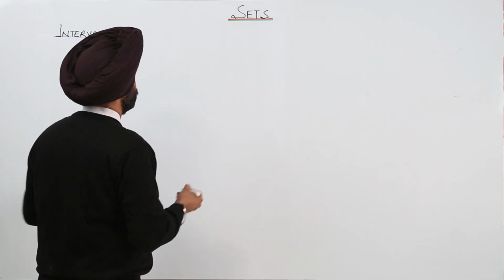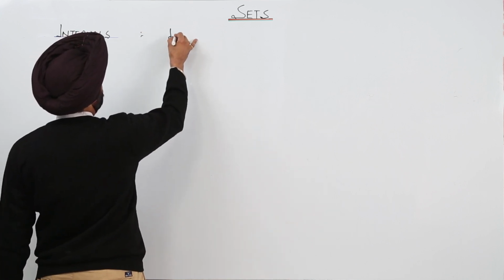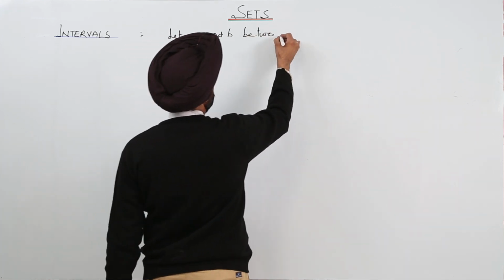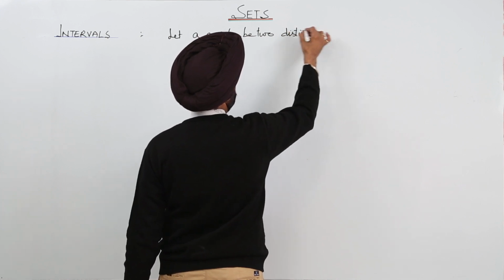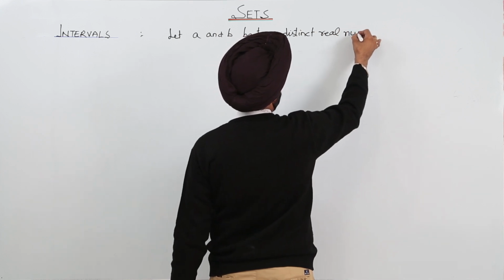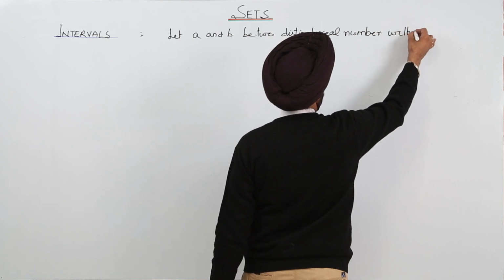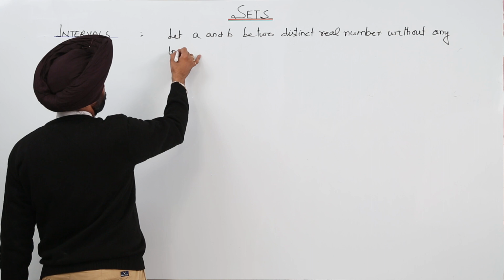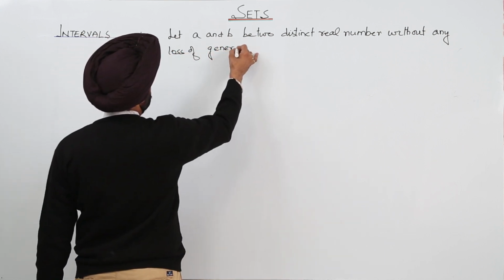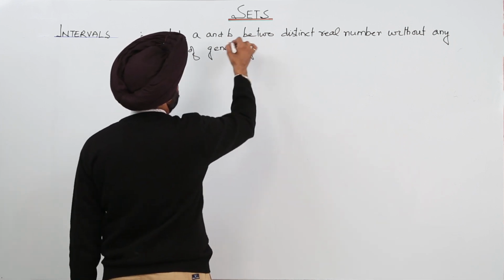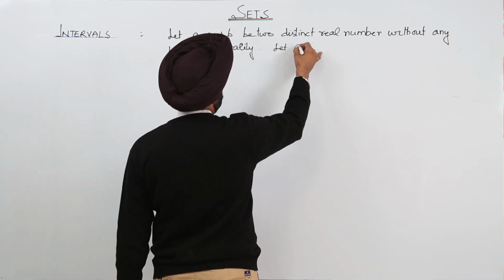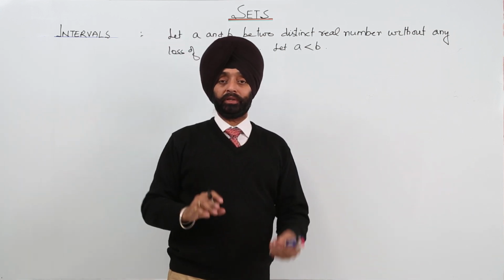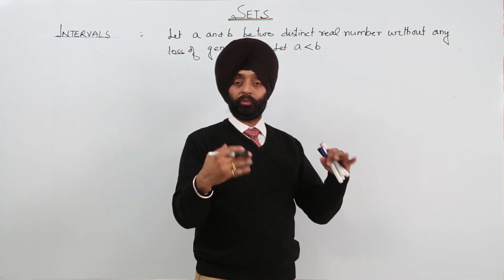Now first of all, let A and B be two distinct real numbers, without any loss of generality. Let A be less than B. Is it clear? I have written let A and B be two distinct real numbers, but in the question a particular thing will be mentioned to you, what type of set it is.